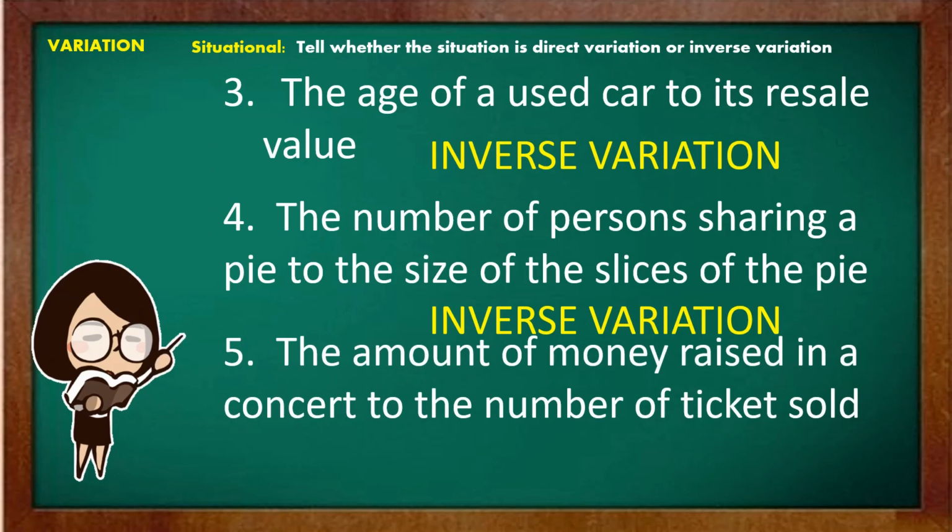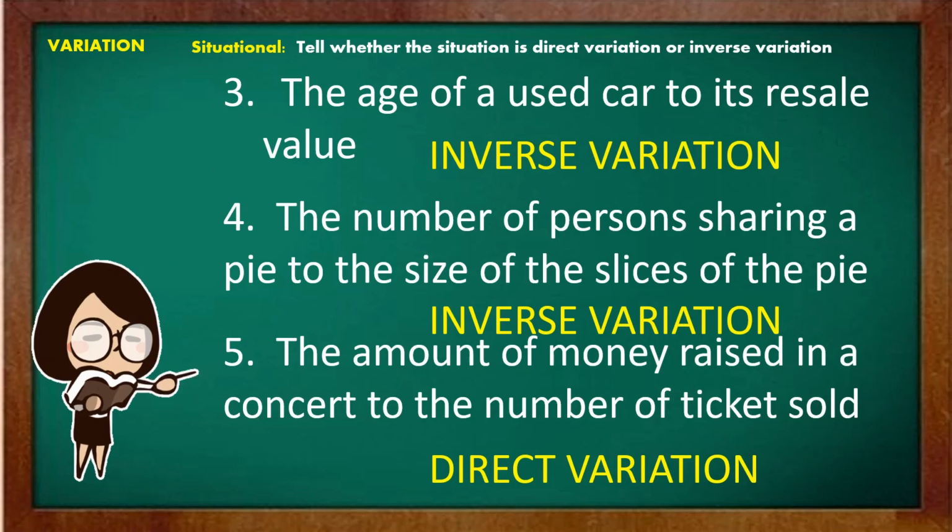And last one, the amount of money raised in a concert to the number of tickets sold. Of course, kapag maraming ticket ang nabenta, marami ring money, the amount. So, meaning we have direct variation. Okay? So, do you know now how to differentiate inverse and direct variation?